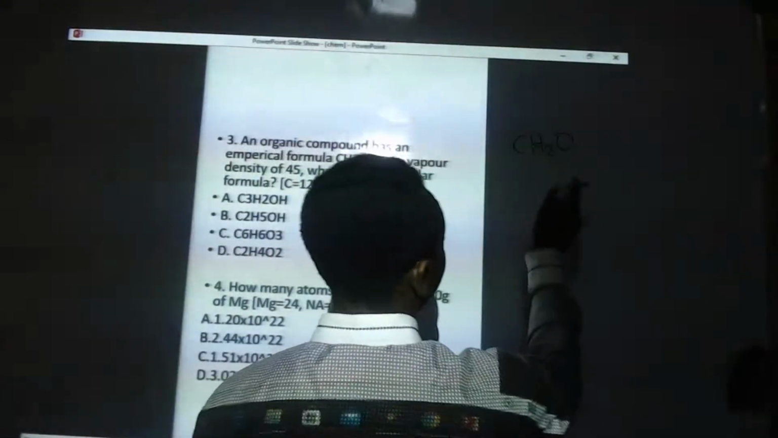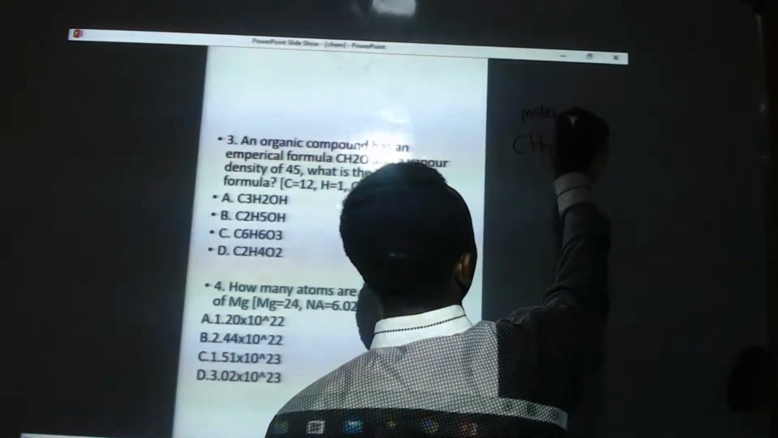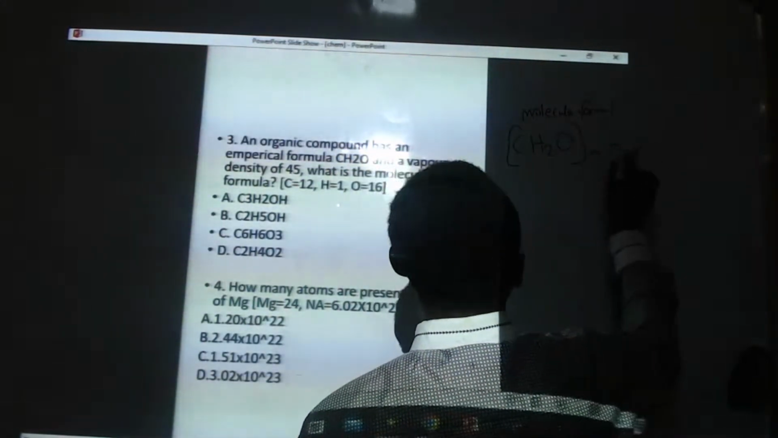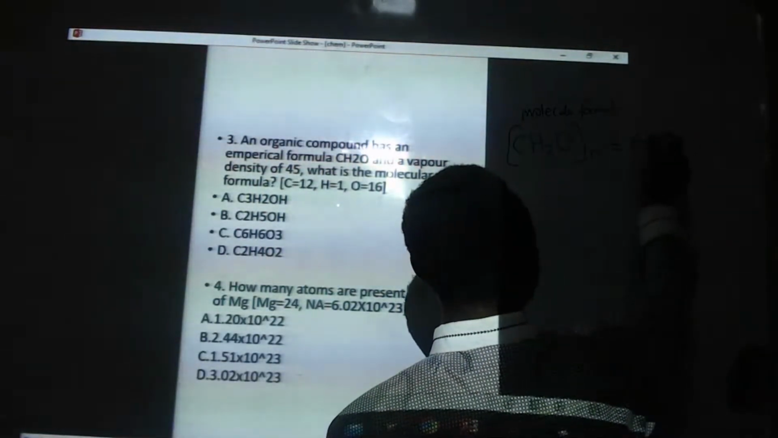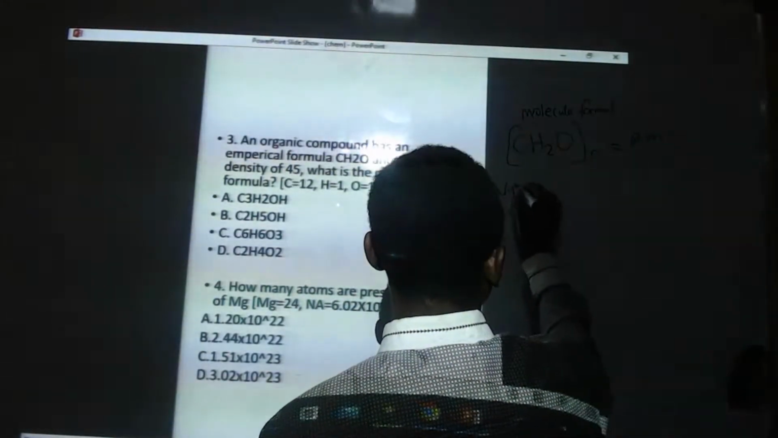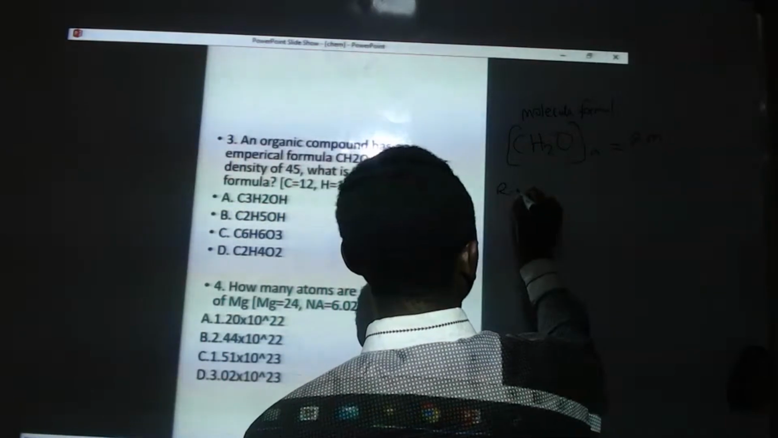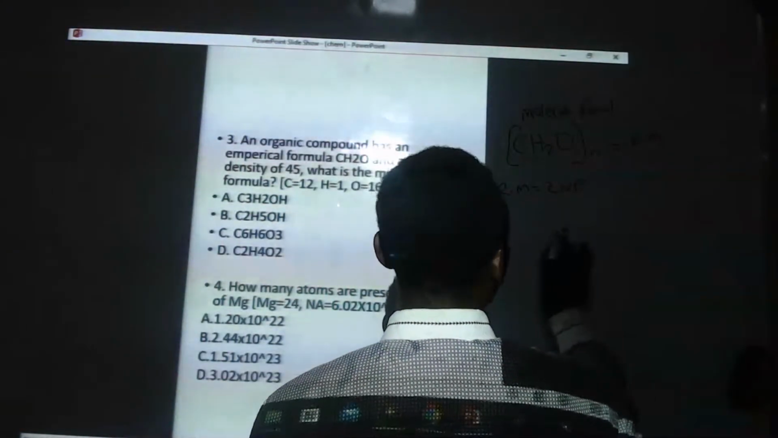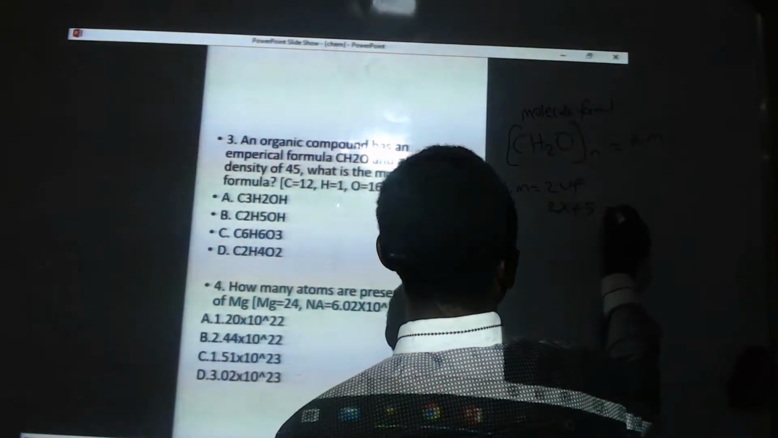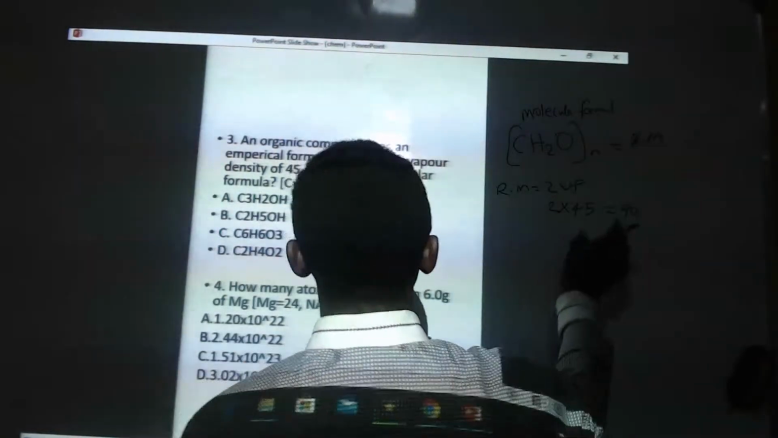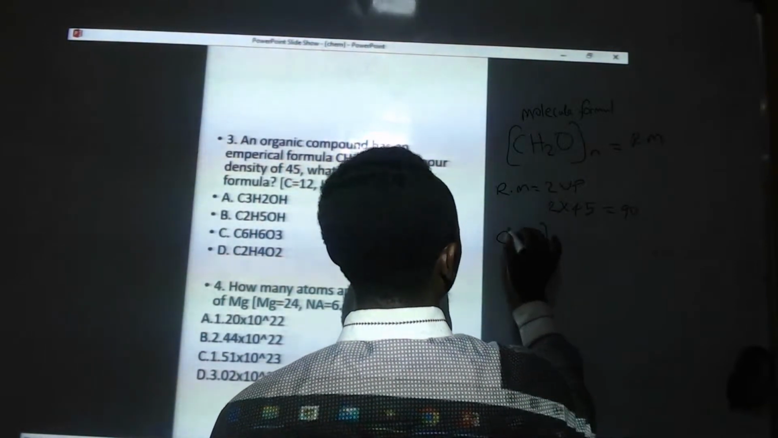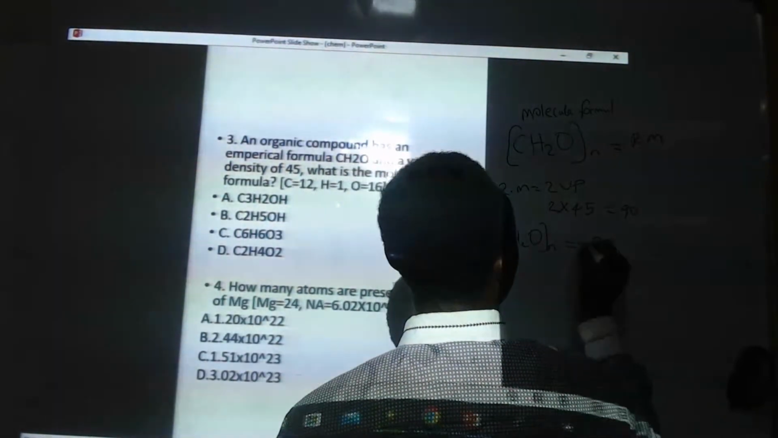Now, remember when you're trying to do your molecular formula, you multiply the empirical formula by n equal to your relative mass. But this time around you're being given vapor density. Now your relative mass is twice your vapor density. So in order to get your relative mass, it becomes 2 times 45, which gives you 90. Very, very easy. So the relative mass here is now 90. So what you now do is CH2O multiplied by your n is equal to 90.